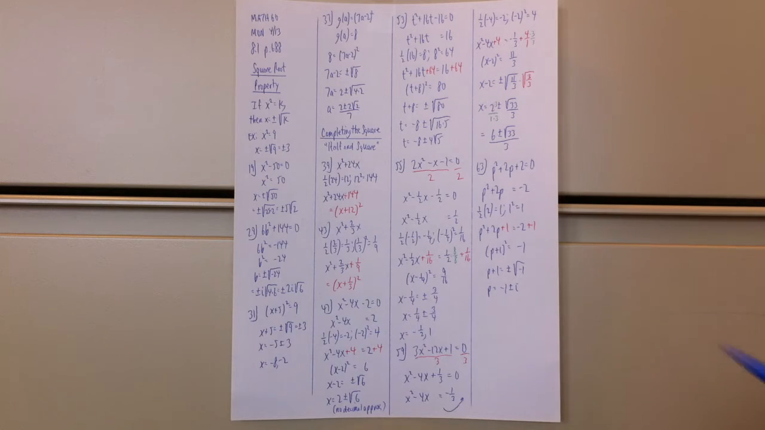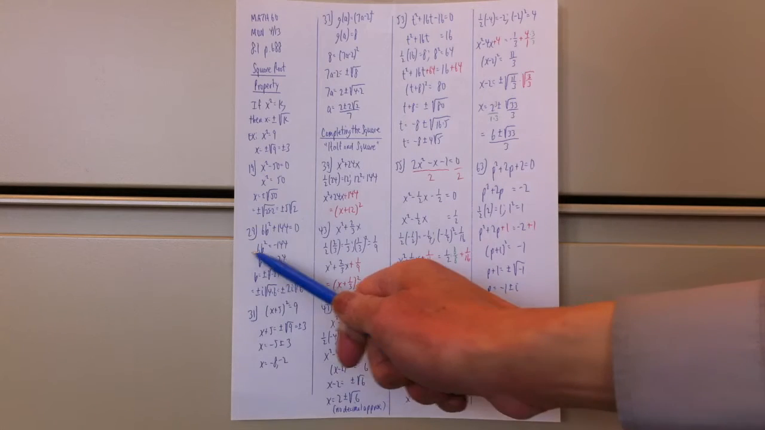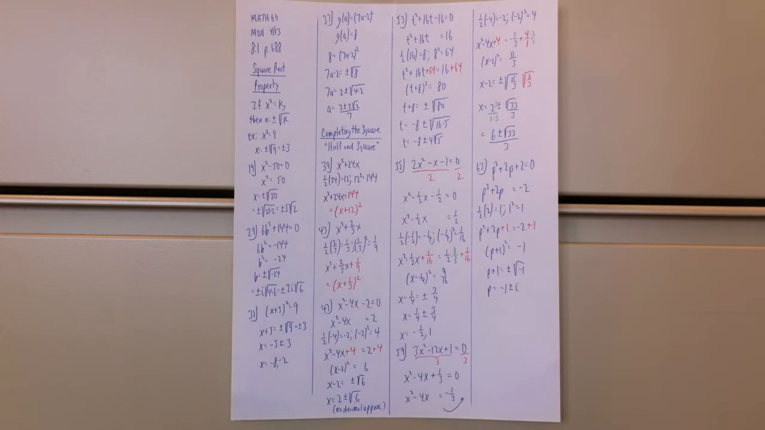For 29, 6b squared plus 144 equals 0. You want to isolate the b squared, so first I'll subtract 144 from both sides. 6b squared equals negative 144. Divide both sides by 6. b squared equals negative 24.